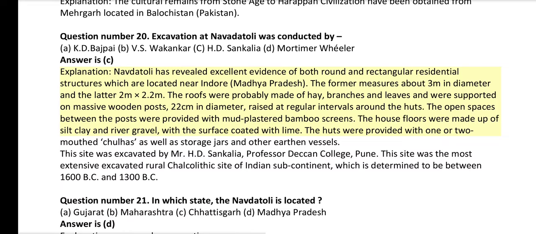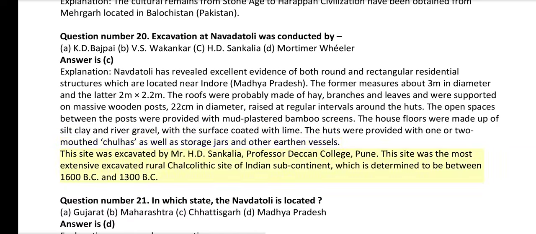Explanation. Nawadatoli has revealed excellent evidence of both round and rectangular residential structures, located near Indore, Madhya Pradesh. The former measures about 3 meters in diameter and the latter 2 meters by 2.2 meters. The roofs were probably made of hay, branches and leaves and were supported on massive wooden posts, 22 centimeters in diameter, raised at regular intervals around the huts. The open spaces between the posts were provided with mud-plastered bamboo screens. The house floors were made of silt clay and river gravel, with the surface coated with lime. The huts were provided with one or two mouth chulhas, as well as storage jars and other earthen vessels.